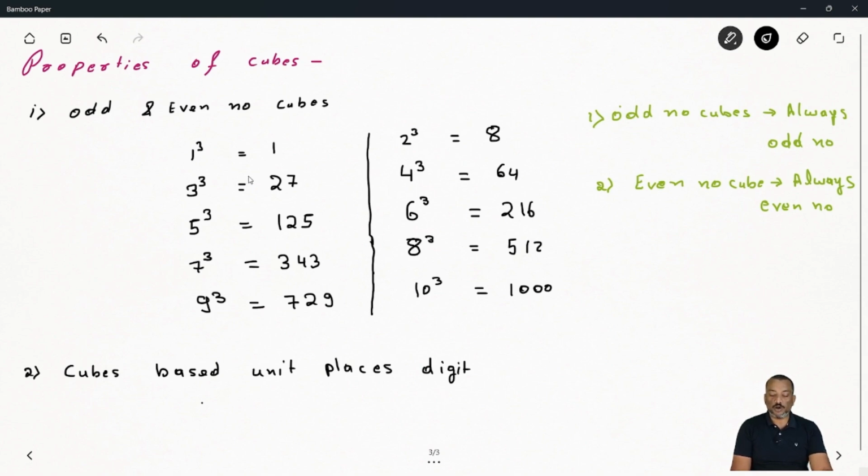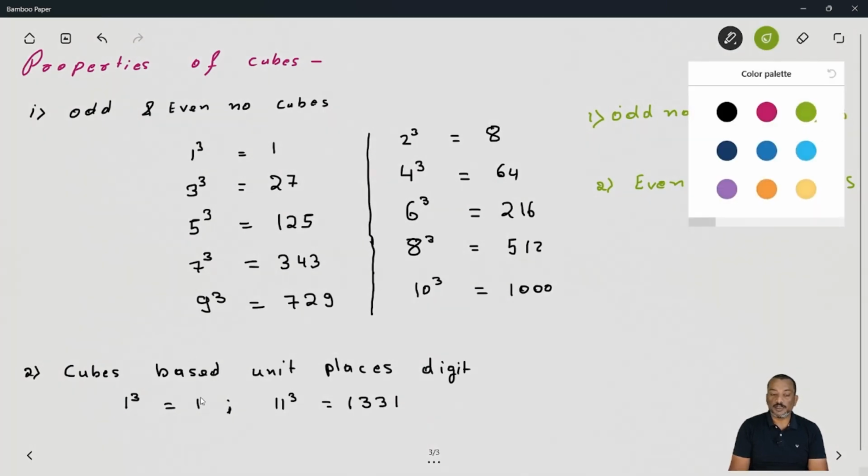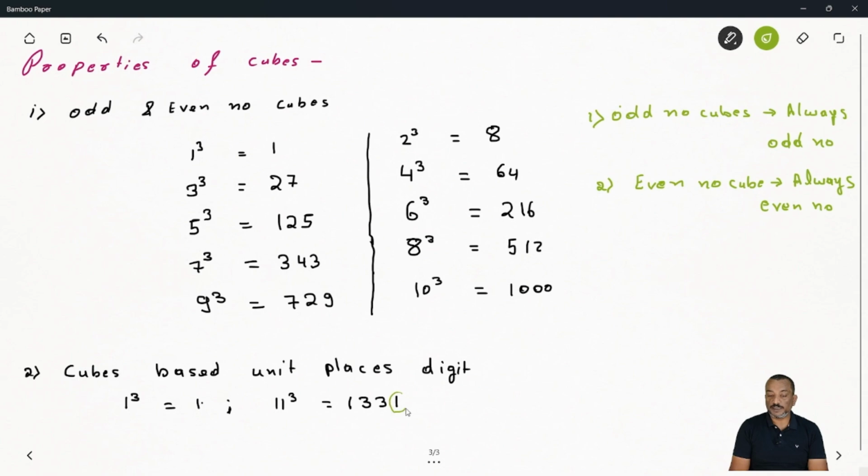So you can see, always you will get their cube's ones place is also 1. Like you can say 1's cube, you can see 1. Same way you can go with the 11 cube. So 11 cube also you will get here, 11 times 11 is 121, and 121 times 11, so you will get 1331. You can see their ones place is 1 and their cube's ones place is also 1.